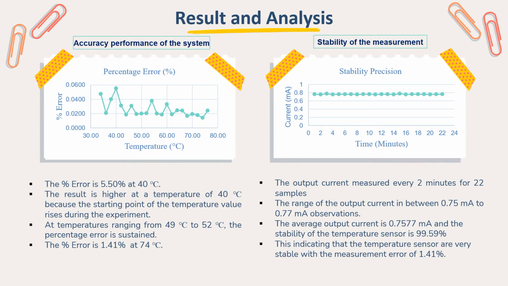The second graph shows the stability of the measurement. The output current was measured every 2 minutes for 2022 samples. The range of the output current is between 0.75 mA to 0.77 milliampere. The average output current is 0.7577 milliampere and the stability of the temperature sensor is 99.59%. This indicates that the temperature sensor is very stable with the measurement error of 1.41%.